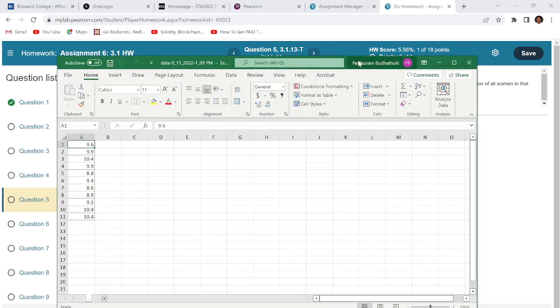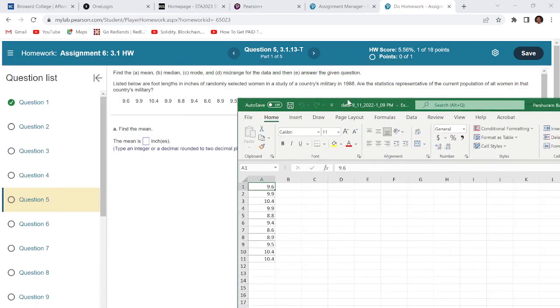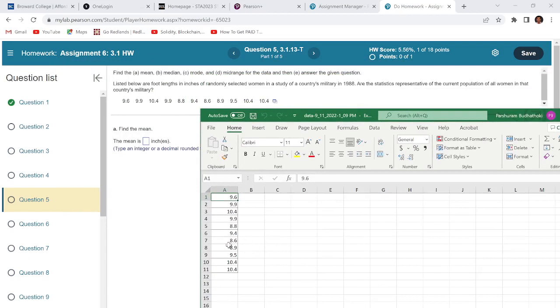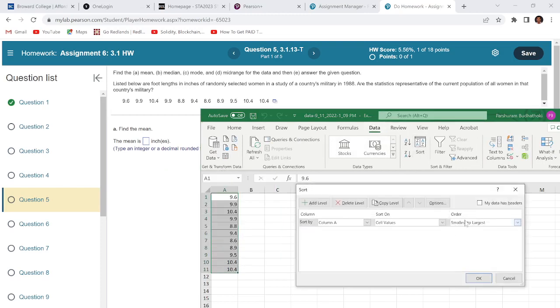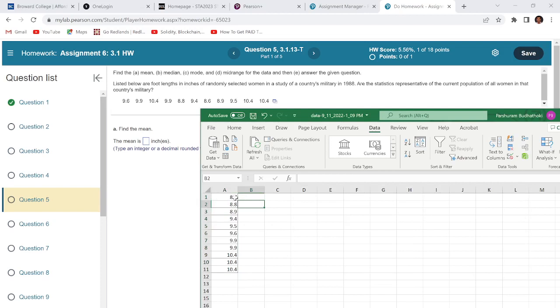The good thing about Excel is I can sort this data, I can sum it, I can divide it, I can do the calculation. So I'm going to highlight this data and go to Data, then Sort, smallest to largest. Now it's already sorted, as you can see here. So first, find the mean. The mean is the sum of this data, so I'm going to add from A1 through A11.